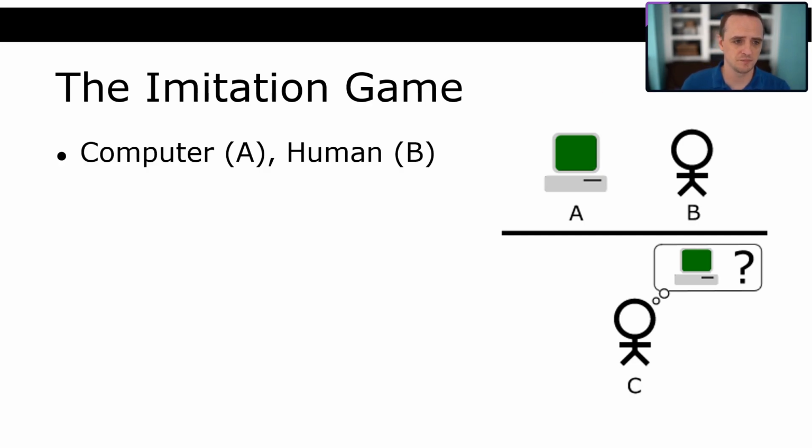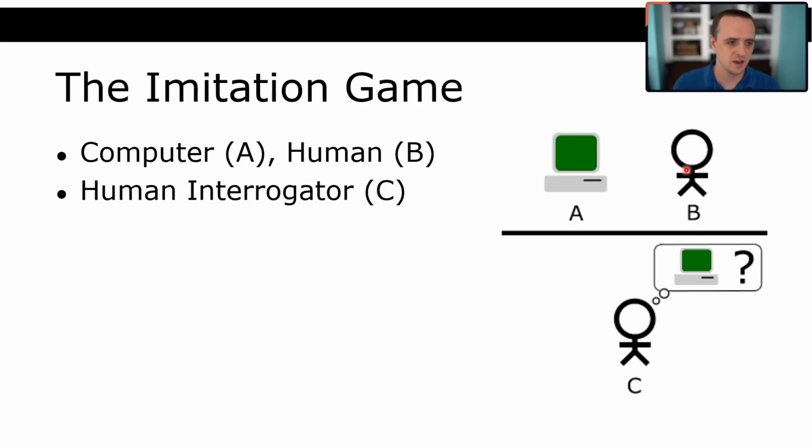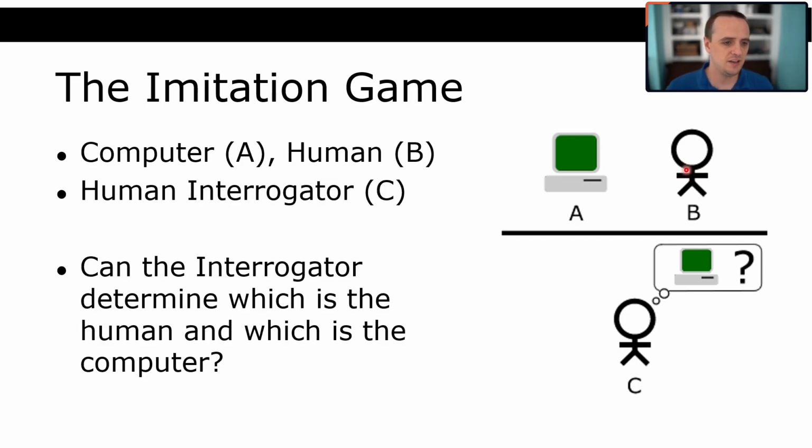So in the imitation game, you have a computer, A, and a human, B, and you have a human interrogator, C. Can the interrogator determine which is the human and which is the computer? Essentially, the interrogator asks questions to both A and B, and if they can tell after the answers have come back whether A or B is the computer, then that is the imitation game. And if you've never seen the movie The Imitation Game, go watch that movie.